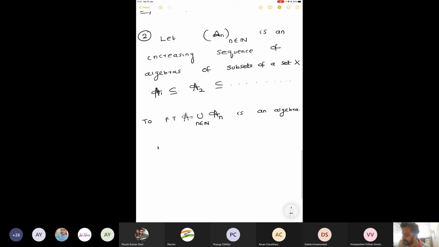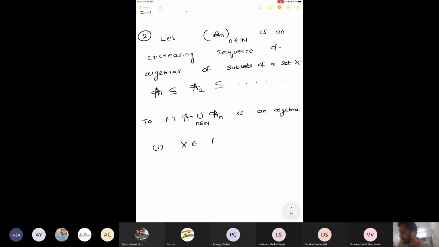So let us see the first condition. I want to see whether X is in A. That is obvious, right? Yes or no? Yes, sir. How does it follow? Each A_n is an algebra. So in fact, each A_n contains X. Okay. Therefore, definitely X will be in A.